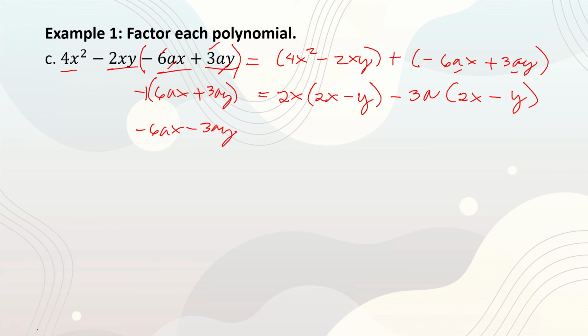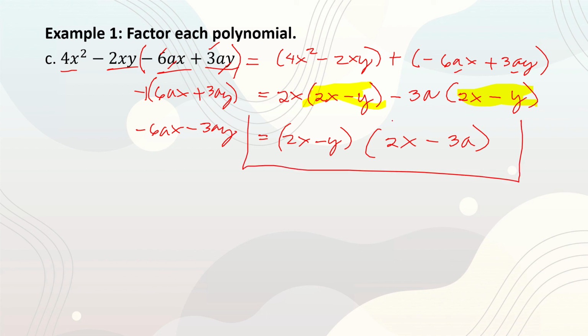See, notice that we're able to get 2x minus y. So, same thing what we did a while ago. In our two groups, we have to factor out the common, which is 2x minus y. And then what will be left in the first term? You'll have 2x. And in our second term, you have minus 3a. And that's our answer.